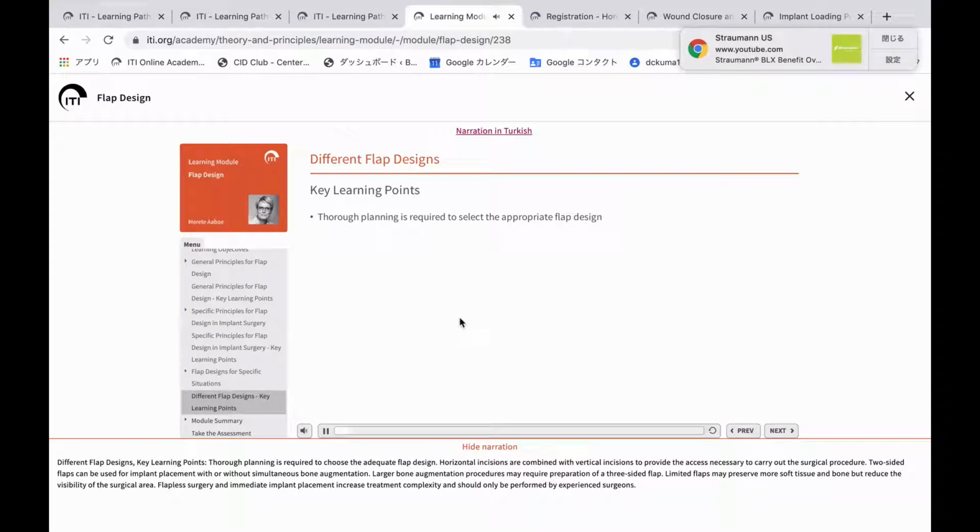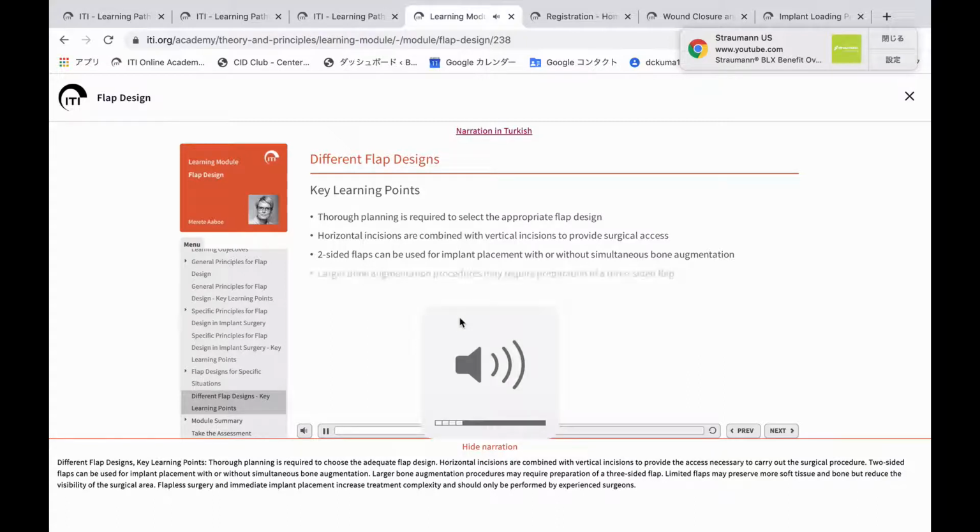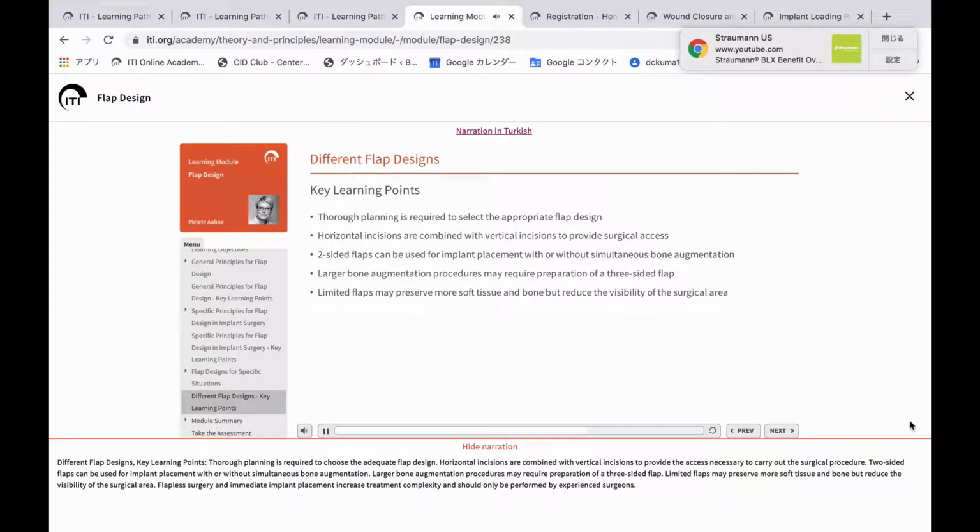Different flap designs. Key learning points. Thorough planning is required to choose the adequate flap design. Horizontal incisions are combined with vertical incisions to provide the access necessary to carry out the surgical procedure. Two-sided flaps can be used for implant placement with or without simultaneous bone augmentation. Larger bone augmentation procedures may require preparation of a three-sided flap. Limited flaps may preserve more soft tissue and bone, but reduce the visibility of the surgical area. Flapless surgery and immediate implant placement increase treatment complexity and should only be performed by experienced surgeons.